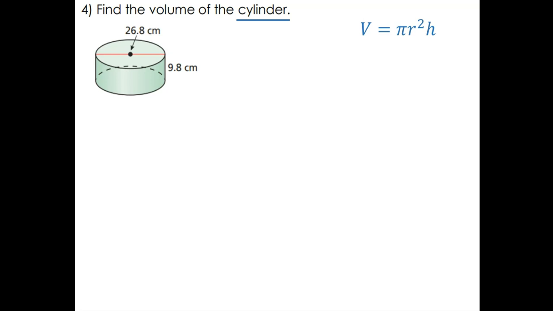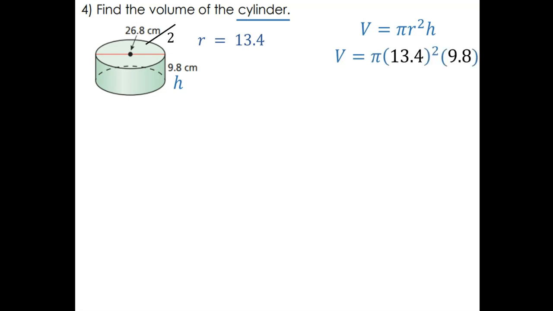diameter. Good job. So what do I need to do? You got this. Divided by 2. What is half of 26 and half of 8? 13.4. All right, let's go. Oh, wait, what's the height? 9.8. Good job. All right, let's bring these numbers into our formula.